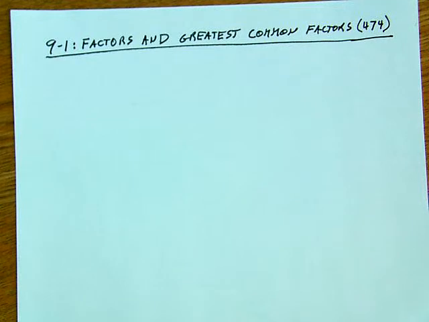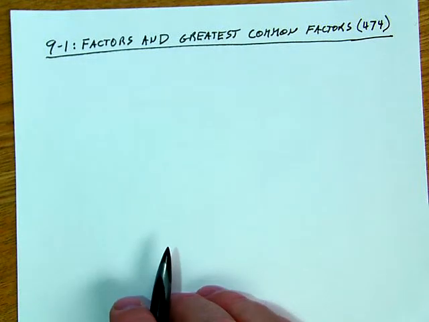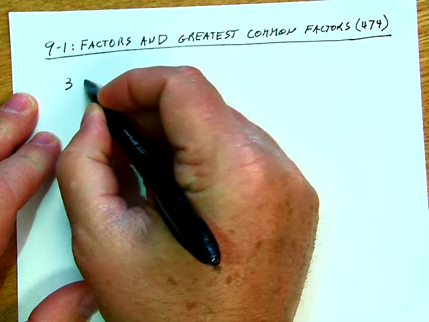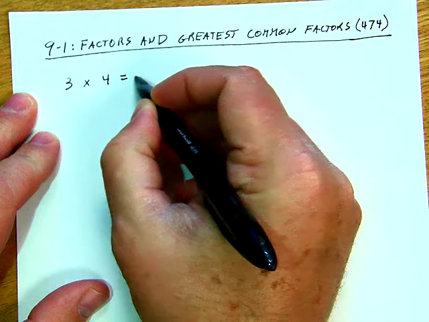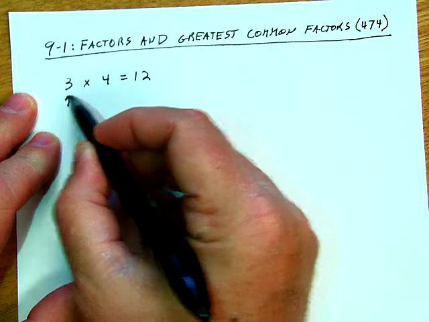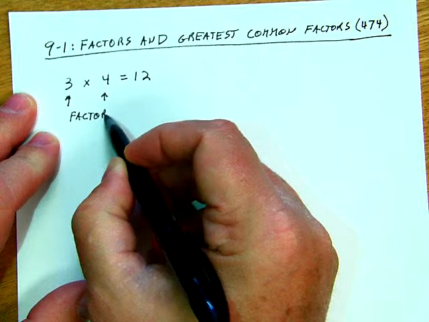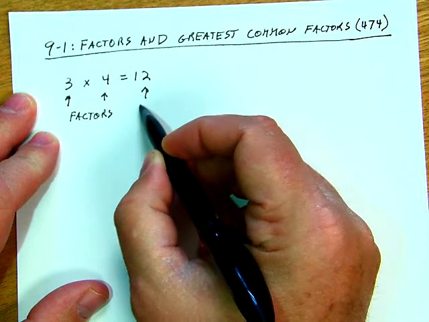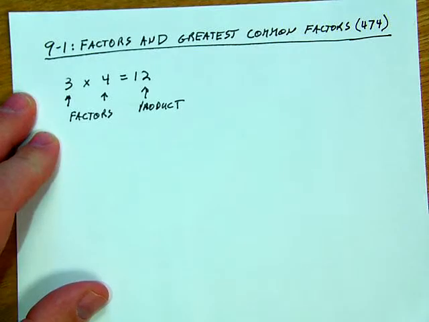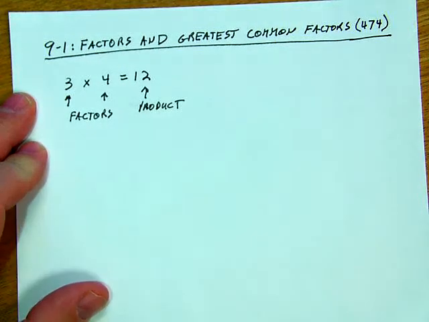Okay, let's start with section 9.1, factors and the greatest common factors, page 474 in your book. First of all, what is a factor? Well, if you remember, when we multiply two numbers together, such as 3 times 4 equals 12, the 3 and the 4 are called factors. The 12 is called a product. Okay? So what we're talking about today is the factors, how to figure out the 3 and the 4.